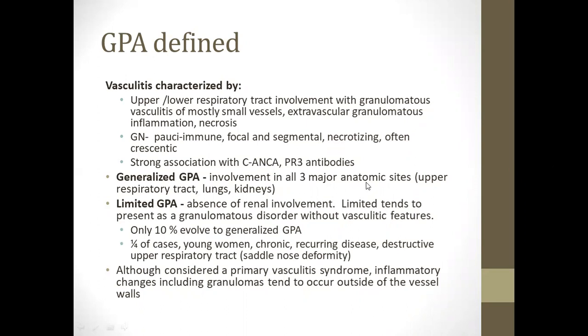Generalized GPA involves all three anatomic sites: upper respiratory tract, lower, and kidney. Limited does not involve the kidney. In general, if they present with limited upper respiratory involvement in particular, it typically stays that way, although occasionally it can become generalized with kidney involvement. So for a patient identified as having limited upper respiratory tract involvement, you still want to check kidney function periodically, probably about twice a year, to make sure nothing's changing there.